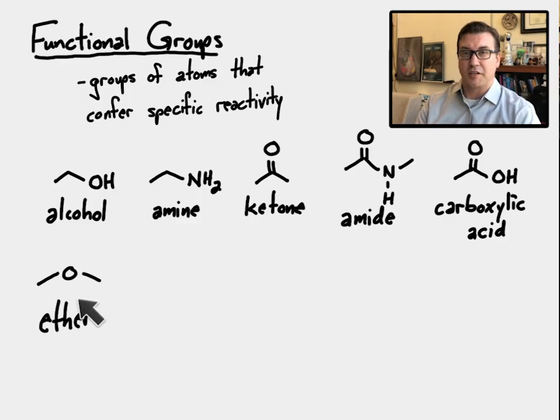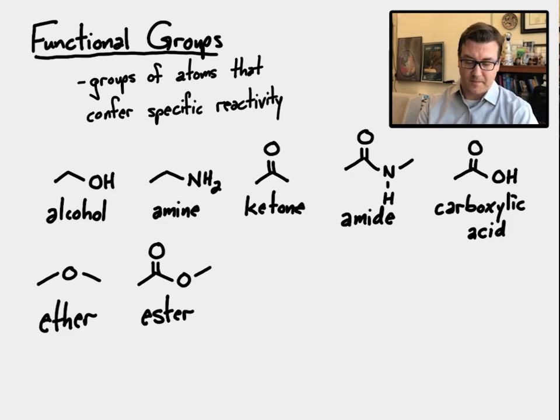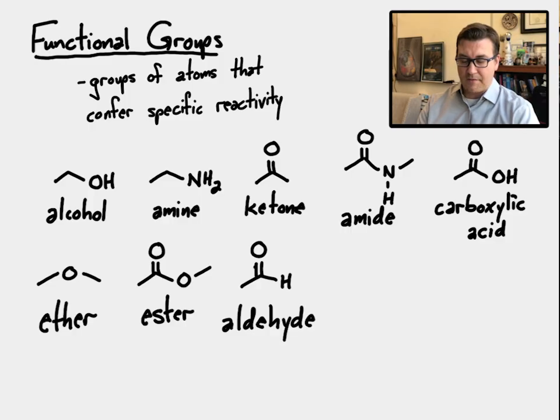If you have an oxygen with 2 carbons on each side, so in the case of an alcohol, you have 1 carbon and 1 hydrogen. In this case, you have an ether, so you have a carbon on each side and an oxygen. If you effectively mix a carboxylic acid with an ether, so that this oxygen no longer has a proton on it, this is called an ester. If, instead of having 2 carbons on the carbonyl, you have a carbon and a hydrogen, that's called an aldehyde.